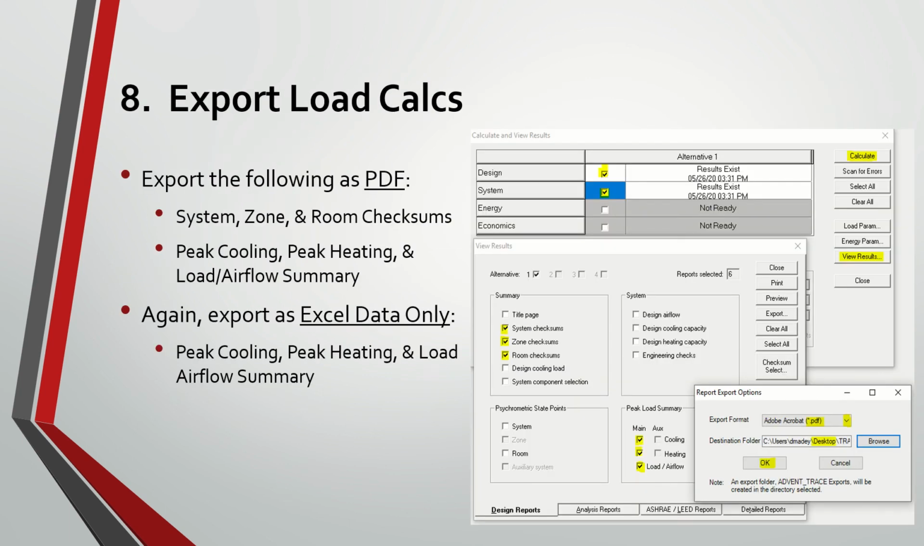Now, we already calculated in Trace, but now we've got to export those calculations. So we want to export the system, zone, and room checksums along with the peak cooling, peak heating, and load airflow summary in PDF formats first. And then after that, we want to export the peak heating and cooling and airflow summary as Excel data only. And the reason we do this is so we can examine, refine, and iterate our design by performing internal checks.